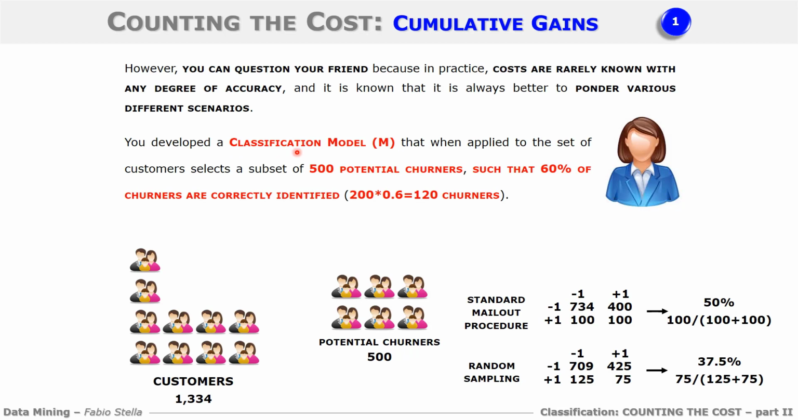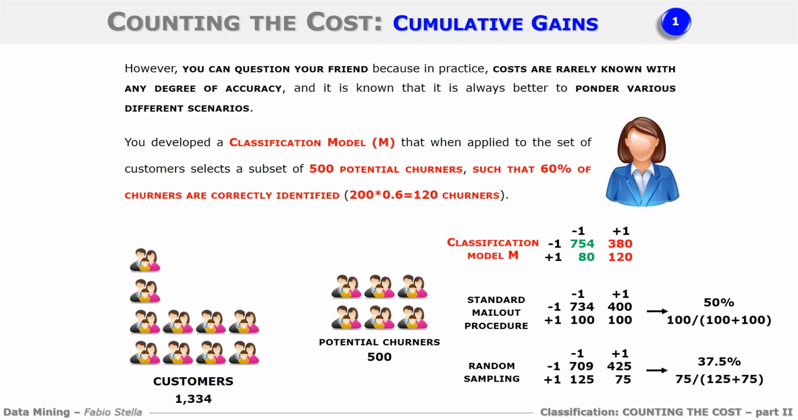However, you develop a classification model M that, when applied to the set of 1,334 customers, selects a subset of 500 potential churners such that 60% of the churners are correctly identified. Because we know that the number of churners is equal to 200, then 200 multiplied by 0.6, 60%, will give 120 churners correctly identified when we apply the classification model to the customer set consisting of 1,334 customers.